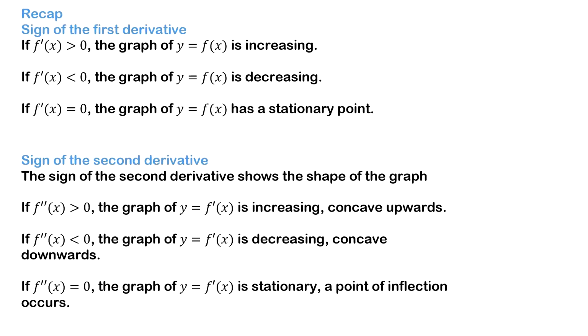Now, the second derivative just helps us with the graph and how quickly the population's changing, what's happening to that gradient. So if it's bigger than 0, we know that the gradient is increasing, it's concave upwards. If it's decreasing, it's concave downwards.